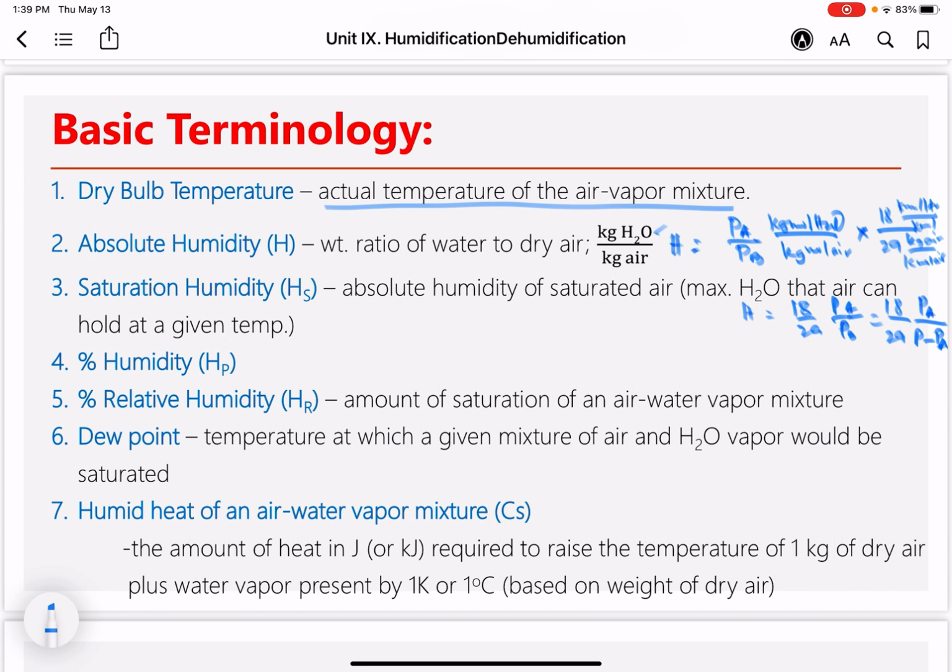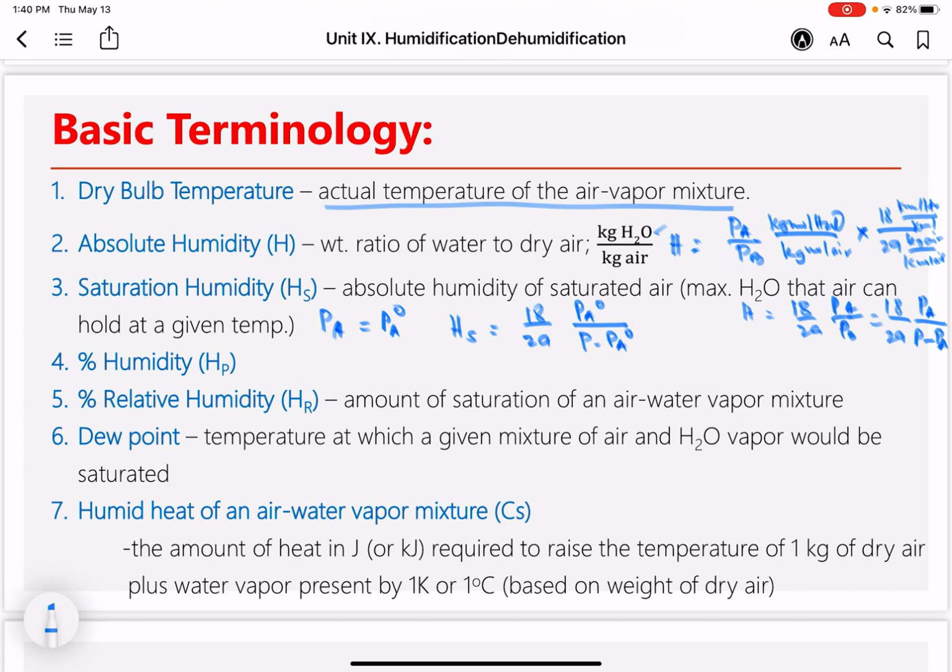Saturation humidity is the absolute humidity of the saturated air, or it's the maximum water that air can hold at a given temperature. So take note that your PA here is equivalent to your vapor pressure of water at this point. That's why you have your HS equivalent to 18 over 29, same as your H, but this time it is PA naught over P minus PA naught, or the vapor pressure of your water.